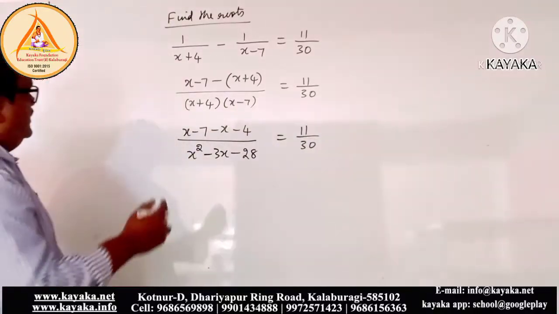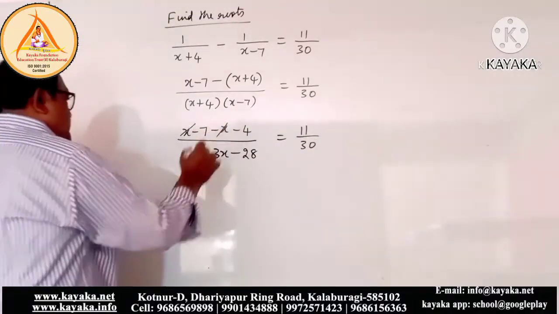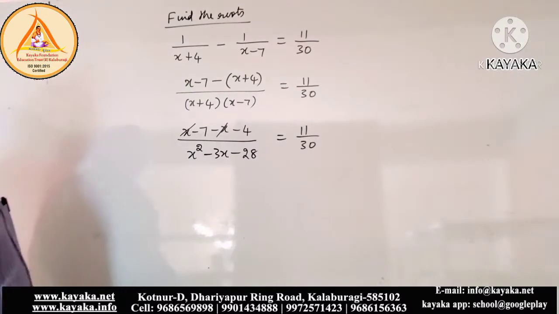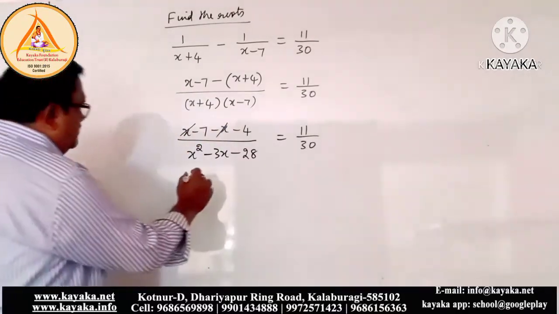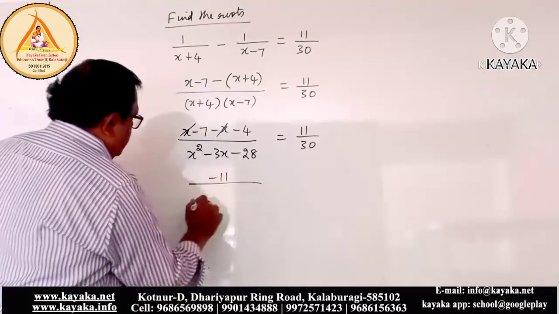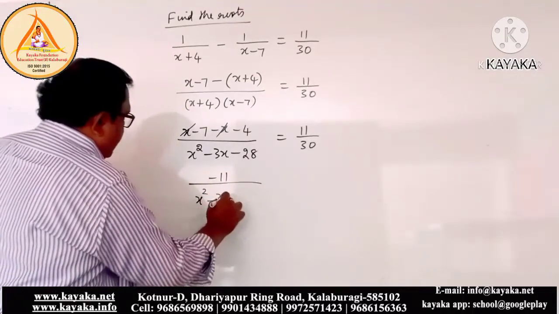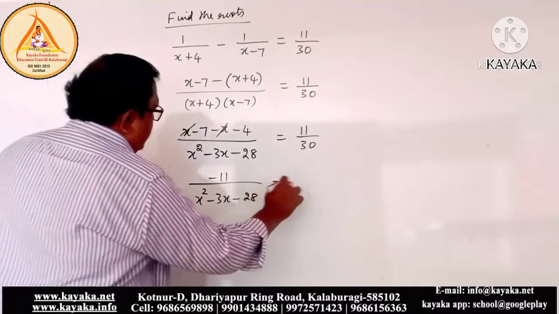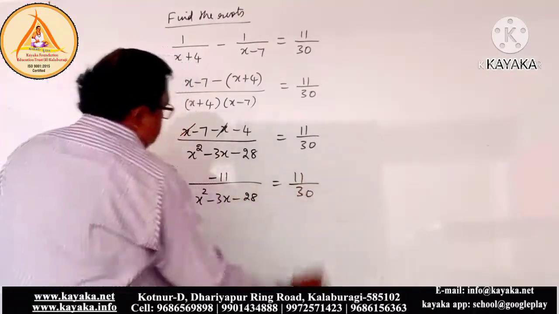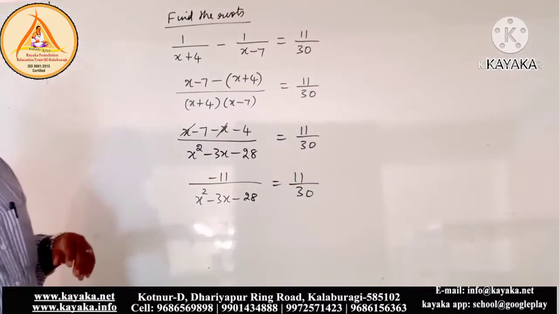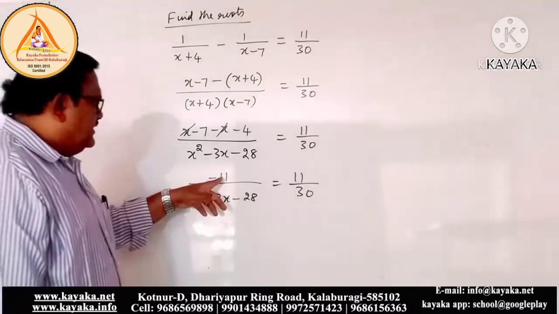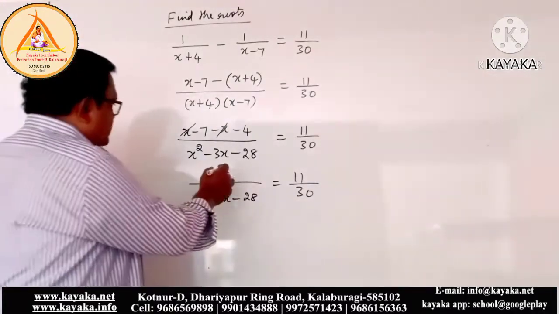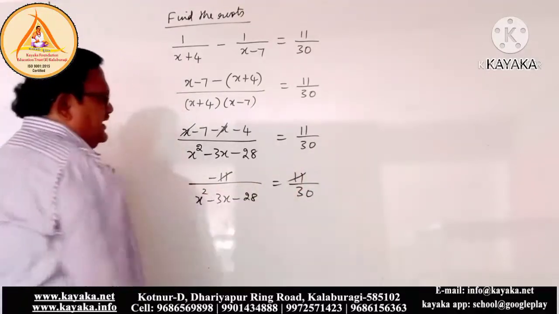Okay, next step, this x and minus x, you can cancel it. Therefore here you will get minus 7 minus 4, therefore you will get minus 11 divided by x square minus 3x minus 28 will be equal to 11 by 30. Okay, dear children, now you can just see this one. Here numerator 11 is there, 11 and 11 you can cancel.